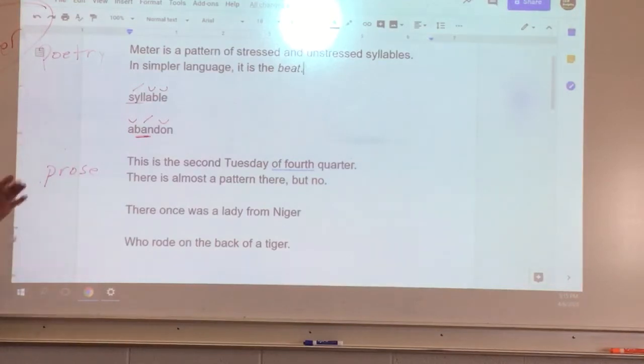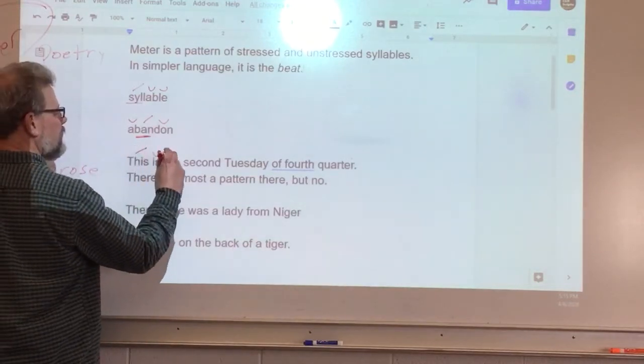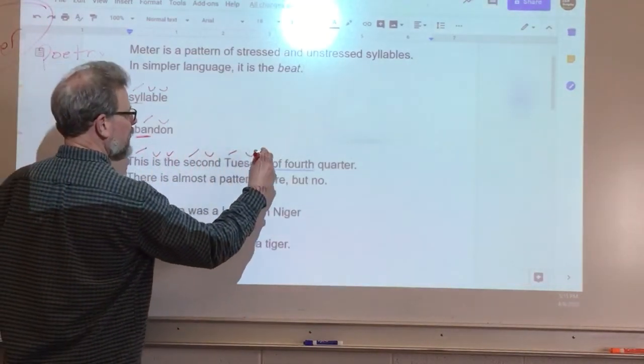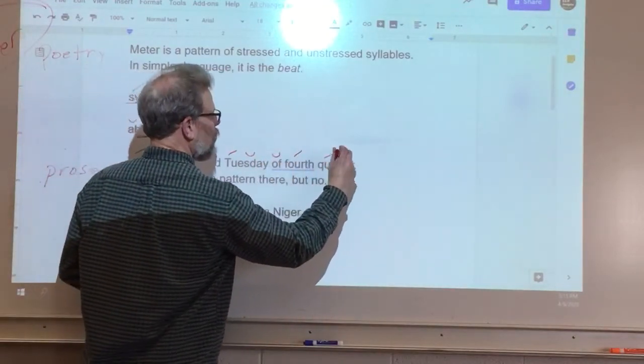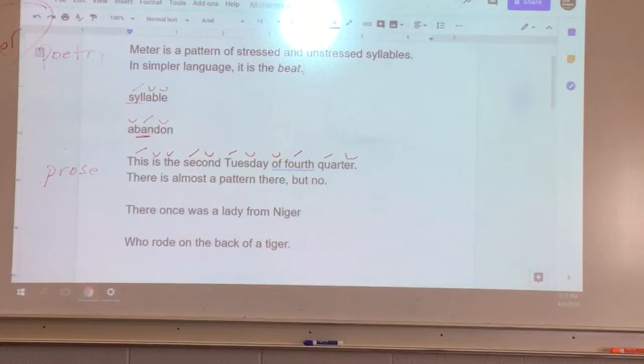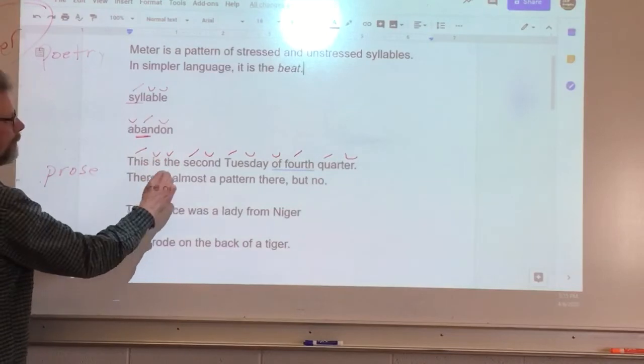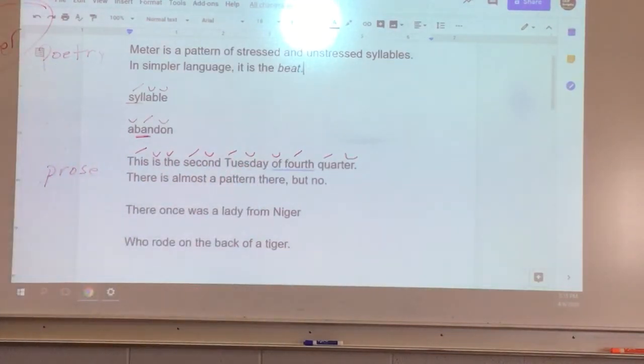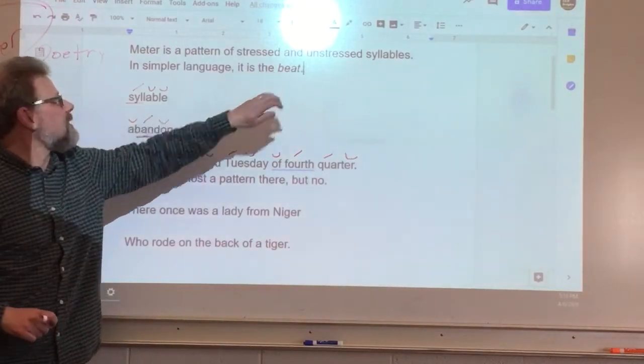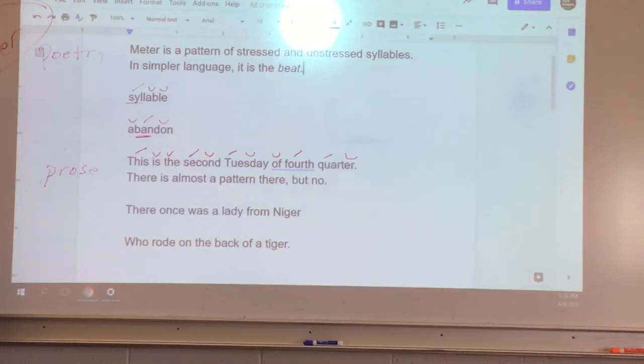Looking at things longer than a word. I could look at this sentence. This is the second Tuesday of fourth quarter. There's almost a pattern there. We've got this bum-ba-bum a couple of times, but it's not consistent. It's not steady. There is not a beat, which is a simpler way of saying what meter is. Almost a pattern, almost a beat, but not quite.